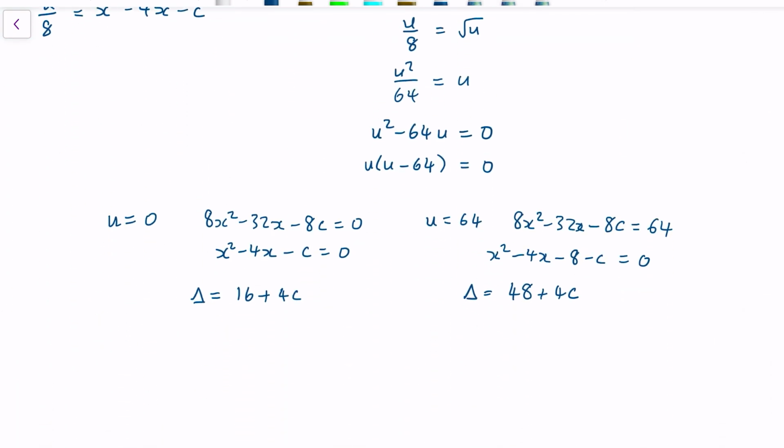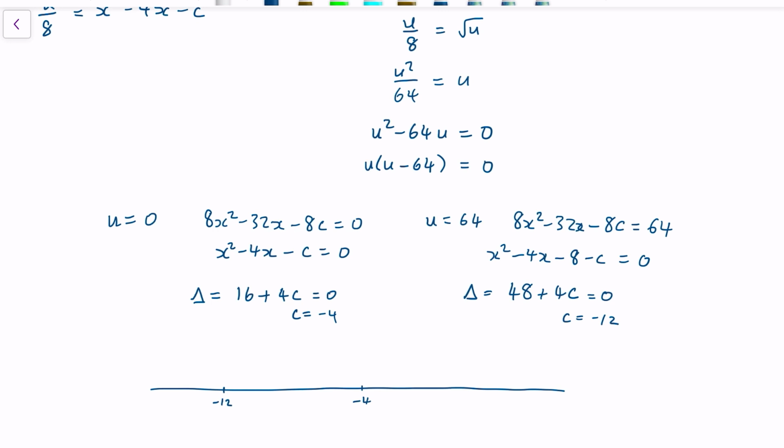Now, if I draw a number line, put in the minus 12 and the minus 4 as critical values, they're where the discriminants here equal 0. So if I solve this discriminant equal to 0, I get c equals minus 4. If I just solve this discriminant equal to 0, I get c equals minus 12. And then we just need to consider either side of that.